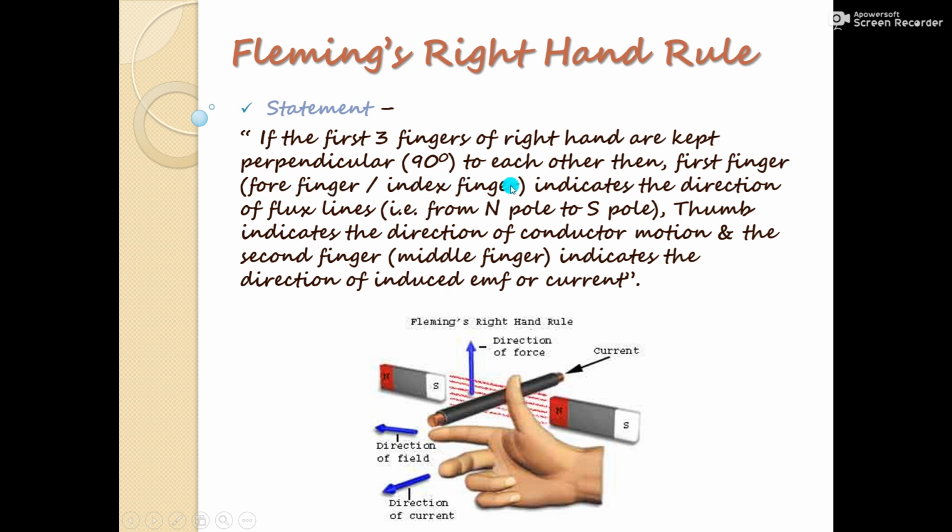forefinger or index finger, indicates the direction of flux lines, that is from north to south pole, and the thumb indicates the direction of conductor motion, and the second finger, that is middle finger, is in the direction of induced EMF or current.